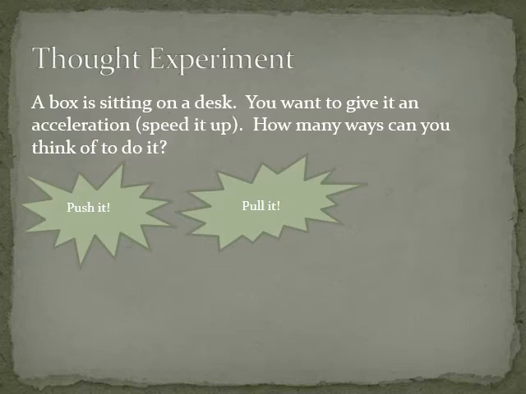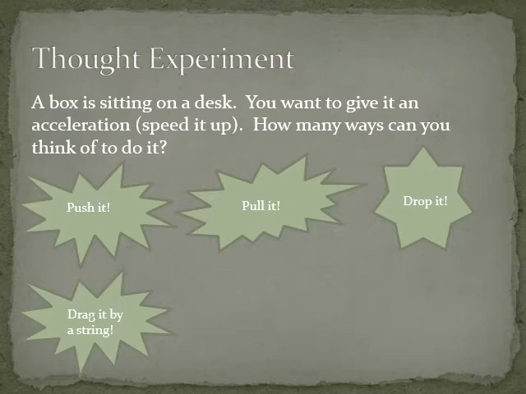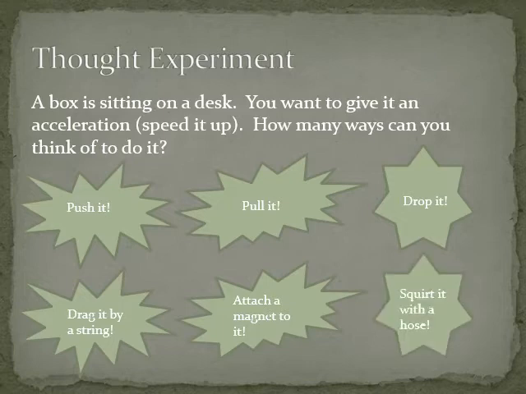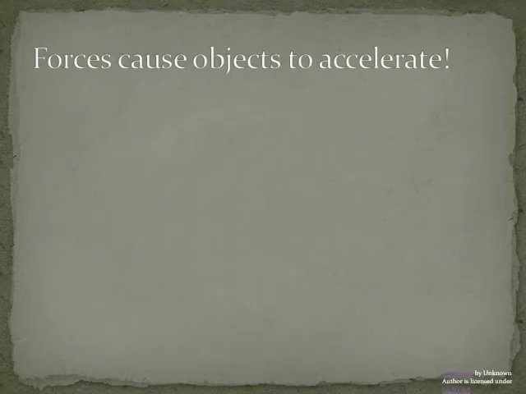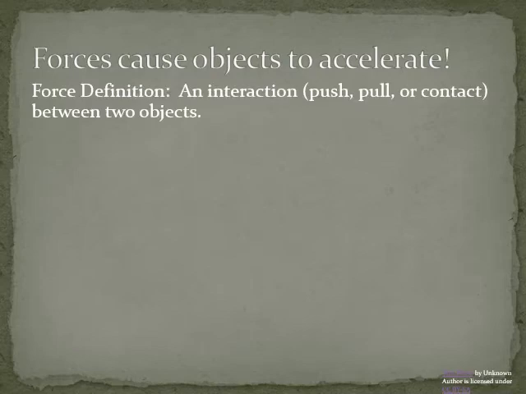Sure. You could pull on it, you could drop it, or you could do something weirder like drag it by a string or even attach a magnet to one side of it and pull it. Or if you've got a hose nearby, give it a good squirt and that's going to cause it to move as well. So hopefully you realize that all of those methods of making the object change velocities had something in common. They were all forces. So in physics we say that forces cause objects to accelerate.